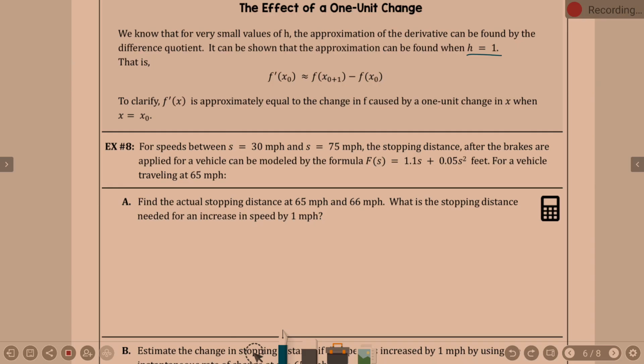What are we going to do? We plug in 65 and 66 for s. The formula, f of s, is the stopping distance after the brakes are applied. So first, you're going to find f of 65 and f of 66. I could write out 1.1 times 65 plus 0.05 times 65 squared, but in all reality, you're going to plug that into the calculator, right?